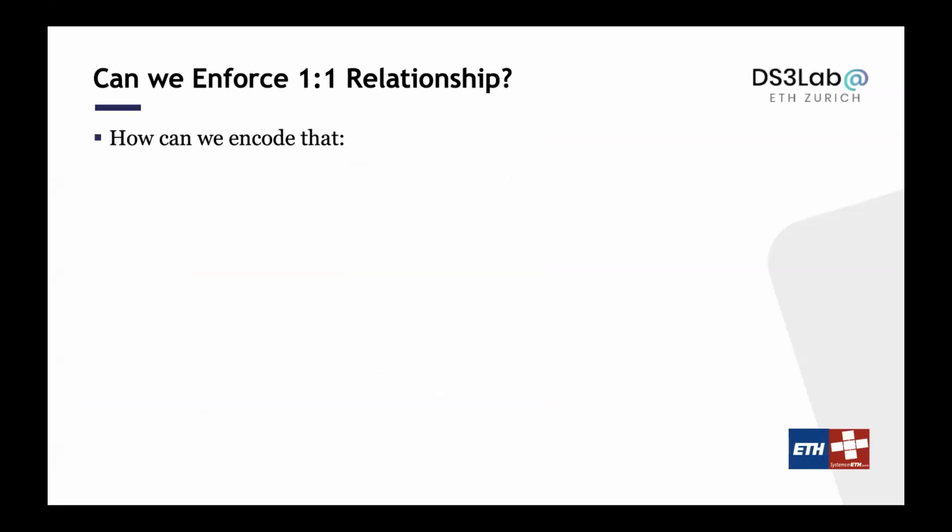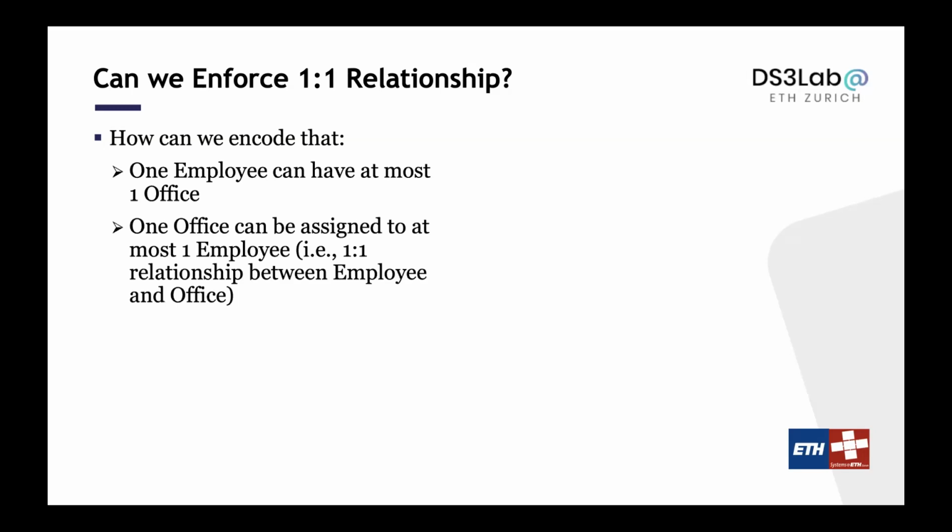So how can we encode this? Assuming that we have two entity sets, employee and office, we want to specify that one employee can have at most one office, and on the other hand, one office can be assigned to at most one employee. There's this one-to-one relationship between employee and office.